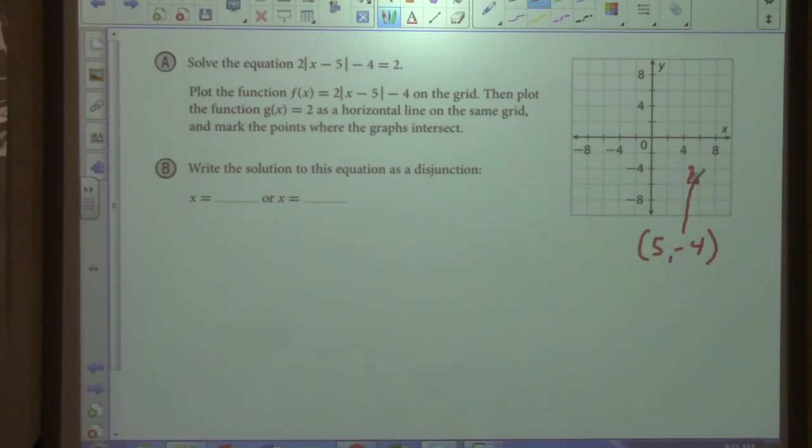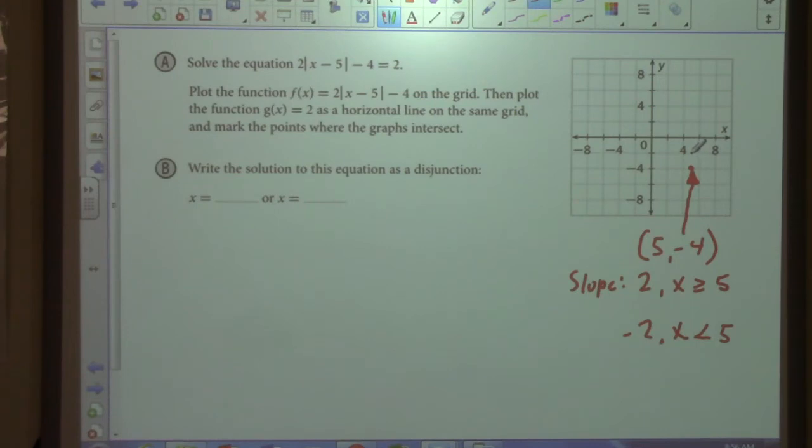And then how do we plot the rest of this equation? What is going to be our slope? 2 when x is what? Greater than or equal to what? What is our vertex? 5. Thank you, Lexi. And negative 2 when x is what? Less than 5.